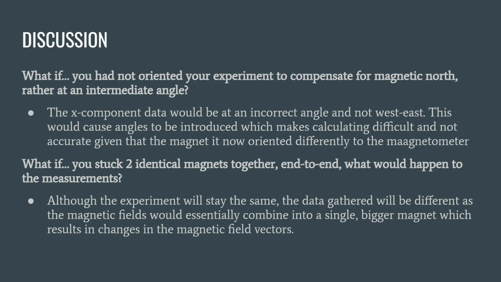Now, what if you stuck two magnets together? How would that change the measurements? Well, it wouldn't change the setup much at all, but it would most likely increase the scale of our measurements, as the combined magnetic fields would cause it to be stronger, therefore introducing a higher scaled magnetic reading for all of the values that we found in the spreadsheet.